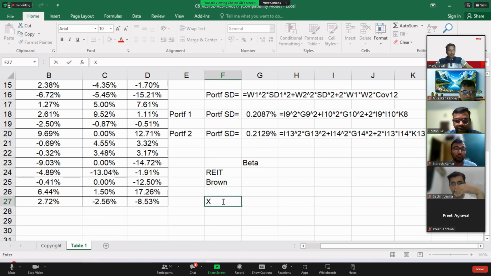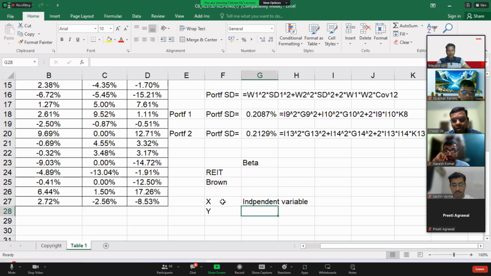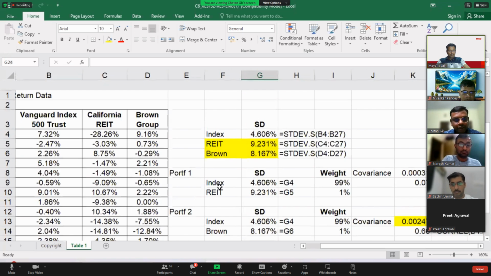You know the regression, right? So x is the independent variable and y is the dependent variable. Correct? So now tell me what is x and what is y here?